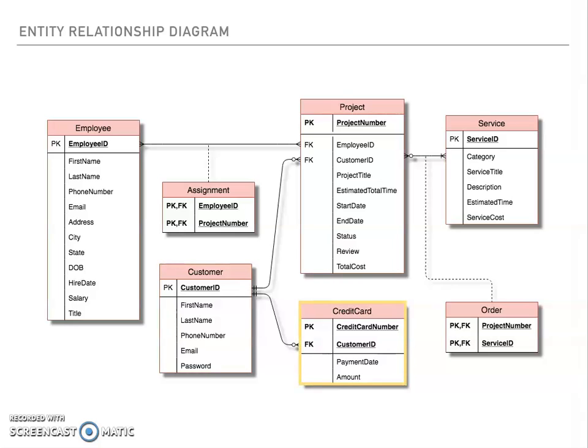It has a mandatory one to optional many relationship with the credit card entity. Credit card number is a primary key, customer ID is a foreign key. The project entity has optional many to one to many relationship with the service entity, which has a primary key of service ID. Together, the project and service entities make up a composite table of order with the project number as the primary key and foreign key, and service ID as a primary key and foreign key.